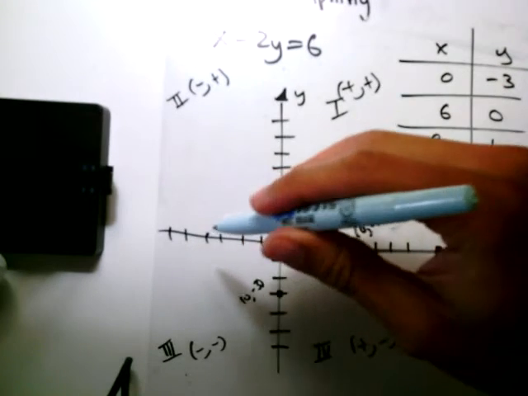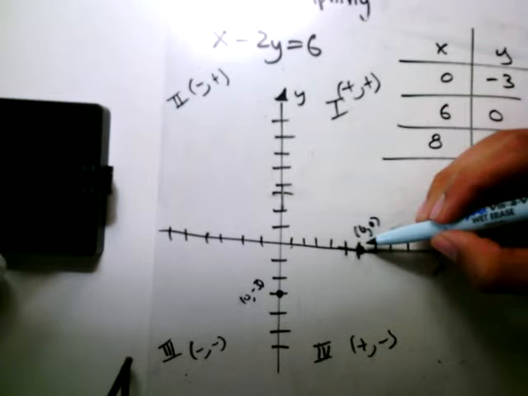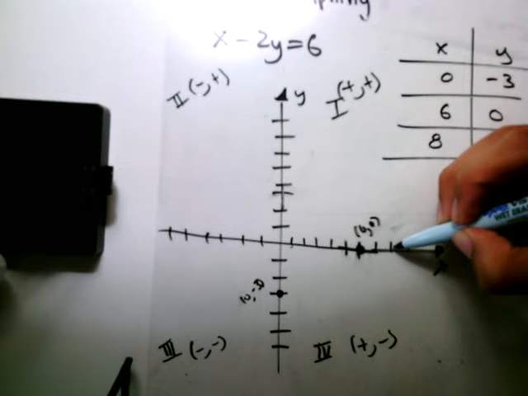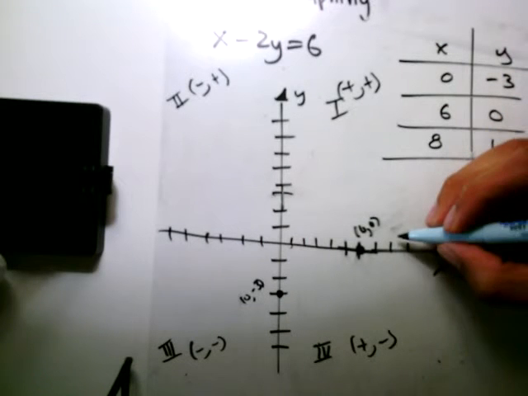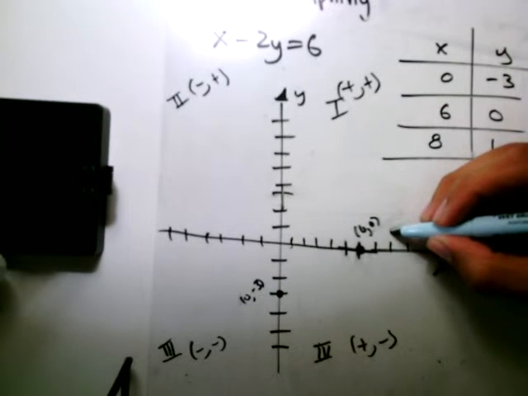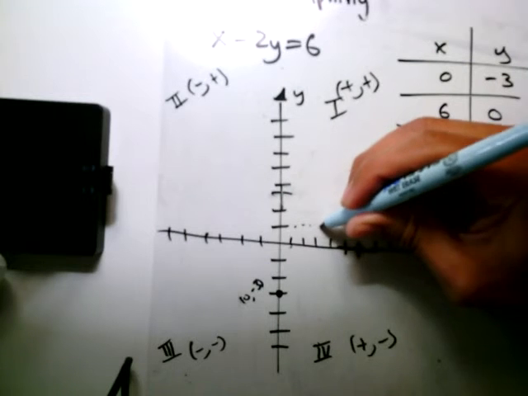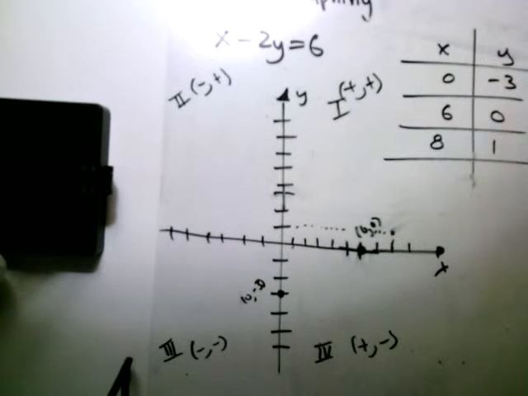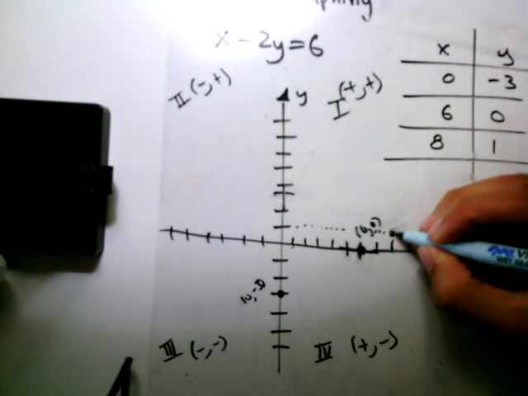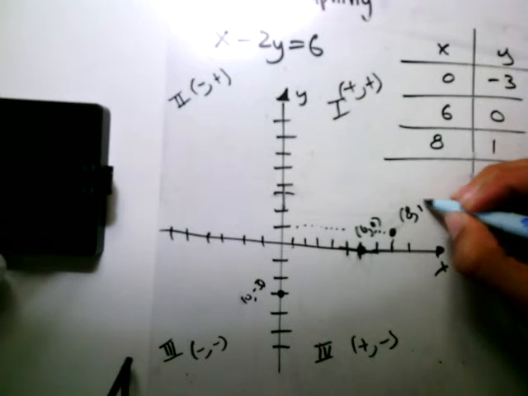And our last point is (8, 1). So we find 8 yet again on our x-axis. So we have 6 over here, so 8 is 2 over. So we have 8. And now we adjust by our corresponding y point, which is positive 1. And we see that this is where the point intersects. So we have (8, 1).